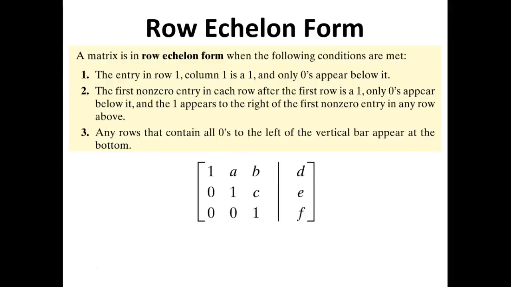So only zeros appear below it. Here we have a 0 below it. The 1 appears right here. What that's saying is this 1 appears to the right of the first non-zero entry in any row above it. And any rows that contain all zeros to the left of the vertical bar are at the bottom. So if we did have a row that had all zeros, we would just put it down there.